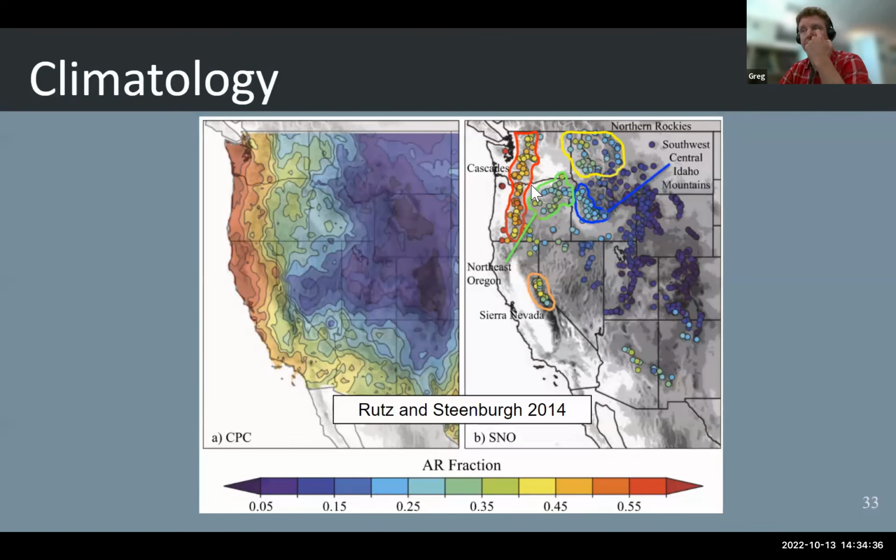And then the plot on the right here is similar, but it's the percentage of snowfall that's attributable to ARs. And so the Cascades of Washington and Oregon really stand out here. About half of their snowfall is associated with ARs. And then as you move inland, the fractions decrease, but it's still a third or so of their snowfall that is associated with atmospheric rivers. So it's still definitely a very significant portion, and similar for the Sierra Nevada.